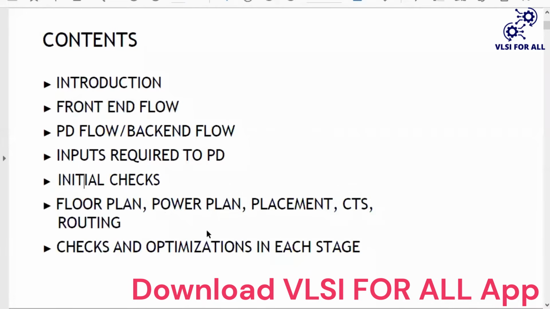Not only for the backend, if some employees are working in the front end flows, at that time also we can cross verify the checks and optimizations. Optimizations and checks check the quality of your design and identify whether the specifications are met or not. It will show that.